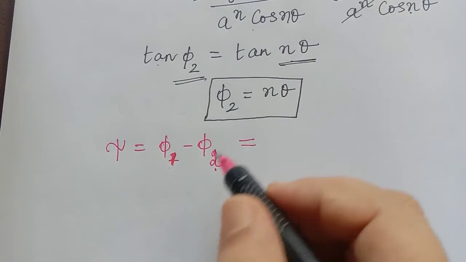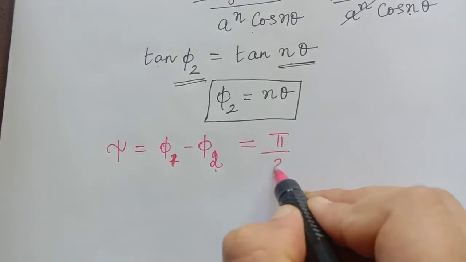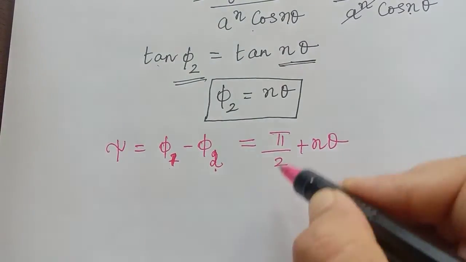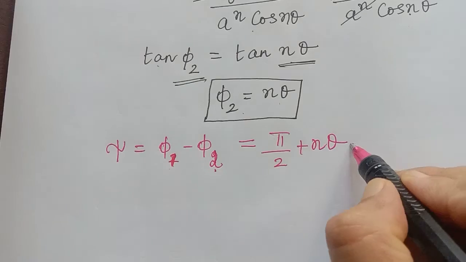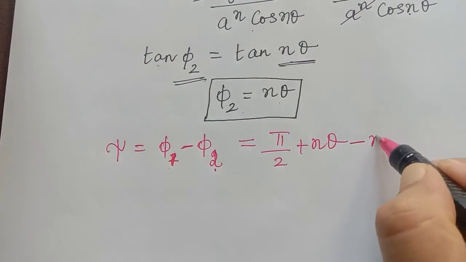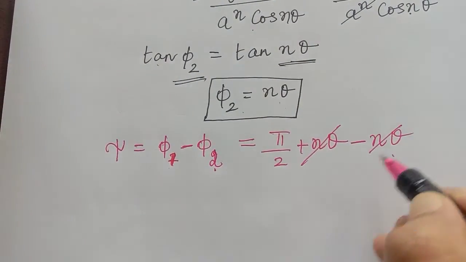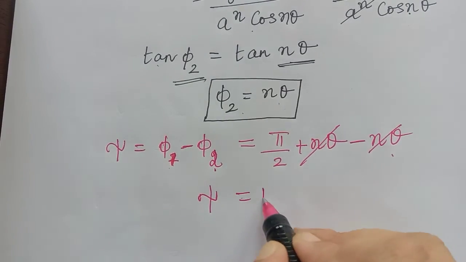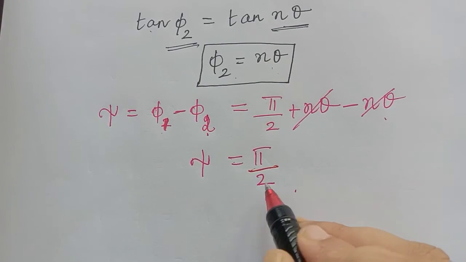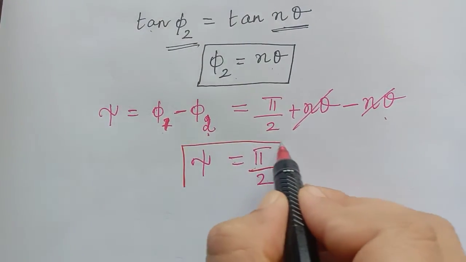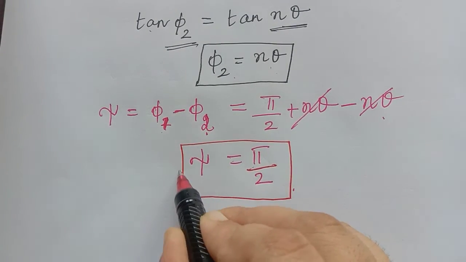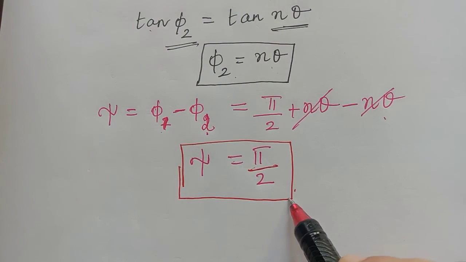So what is phi 1? We have evaluated it to be pi/2 + n theta. And what is phi 2? n theta. So minus phi 2, which is n theta. And so when we cancel this, we get xi to be equal to pi/2. So therefore the value of xi is equal to pi/2. So this is the angle between the two given curves. Hope you have understood this problem. Thank you.